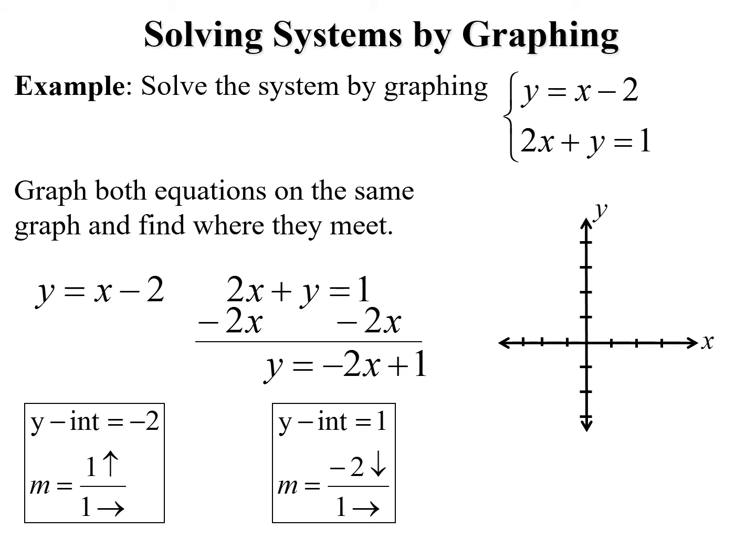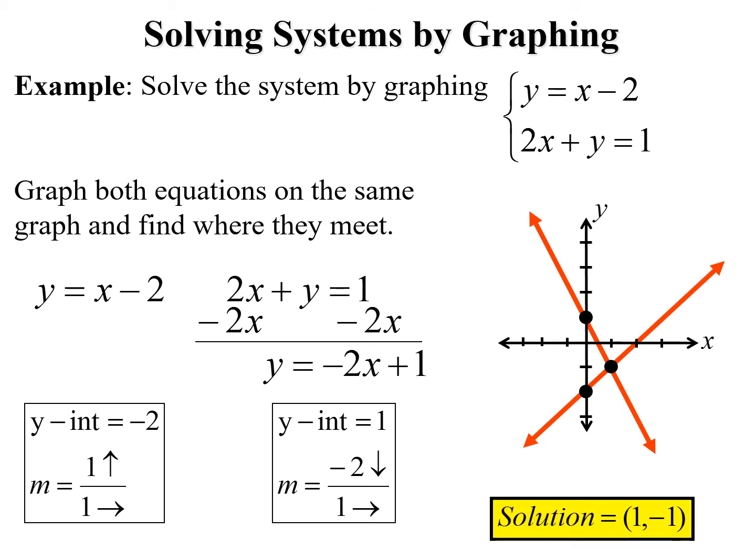So let's start with the y-intercept for the first line. We have the point at negative 2, and we are going to go up 1, right 1, up 1, right 1, and we draw our line. Now for our second equation, we have a y-intercept of positive 1, so I'm going to go up to 1, and then my slope is going to go down 2, right 1, and you can see that we overlap at that same point, 1, negative 1.